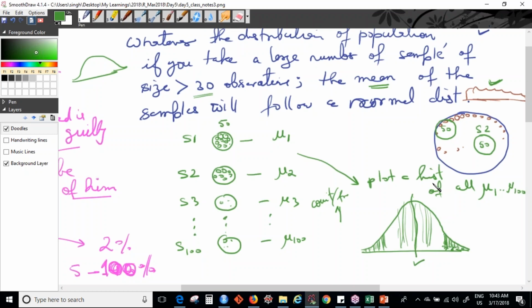So again, repeating what the central limit theorem says: whatever be the distribution of the population, if you take a large number of samples from the population, you just have to make sure that the sample size is greater than 30. If you do that, the average of the samples will always follow a normal distribution. This is a theorem. It will always do that.